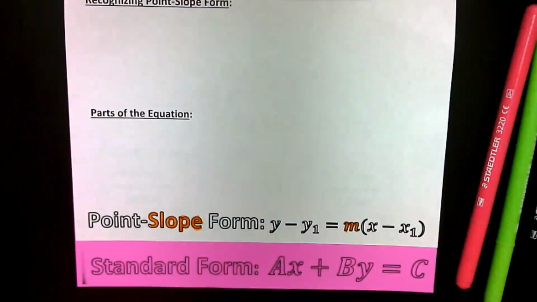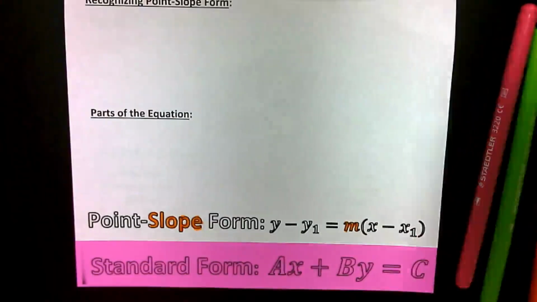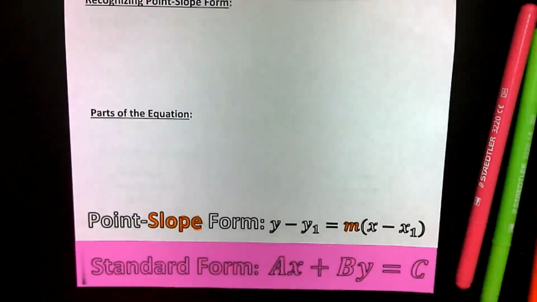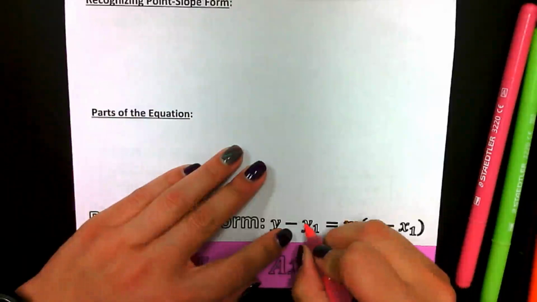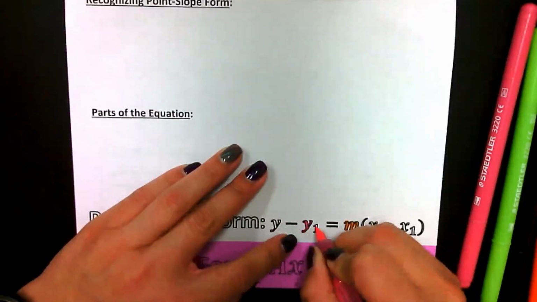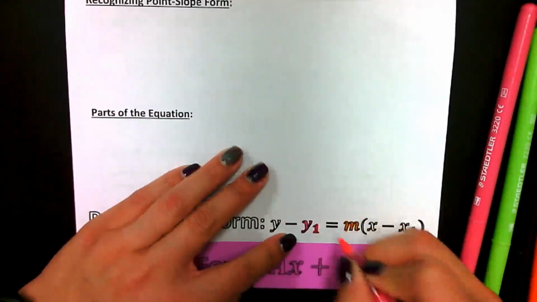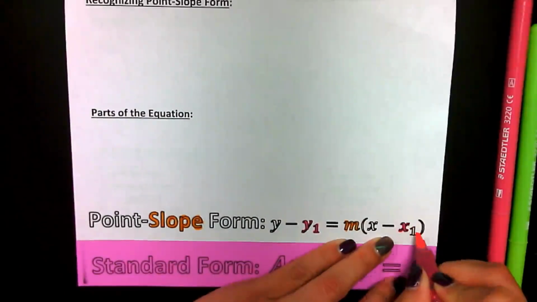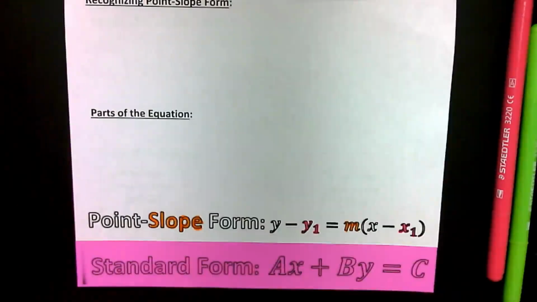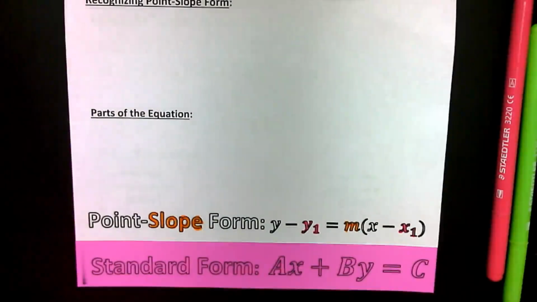Perfect. Okay. But this time with point slope form, not only am I given the slope, but I'm also given, yeah, I gave it away, a point. So I'm going to go ahead and color that one in pink. Hopefully this one shows up. There we go. That shows up. Now my point is going to be consisting of these numbers here. The x sub 1 and the y sub 1.